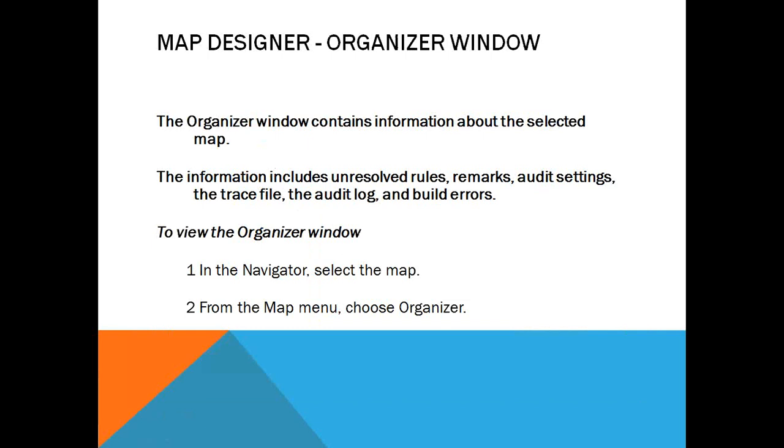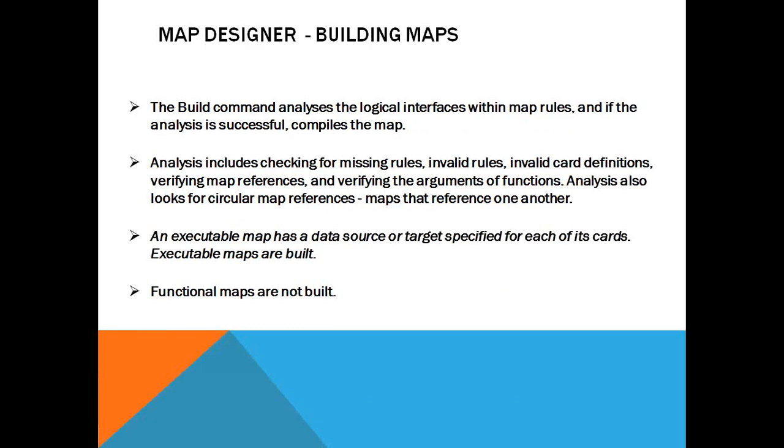Organizer window is nothing but the extended navigator window. When you build, the command analyzes the logical interfaces within the map rules, and if the analysis is successful, it will compile the map. Analysis includes checking for missing rules, invalid card definitions, verifying map references, and verifying the arguments of function maps. It also looks for circular map references, maps that are referred from one to another. So that means when you build a map, it will analyze all these things.